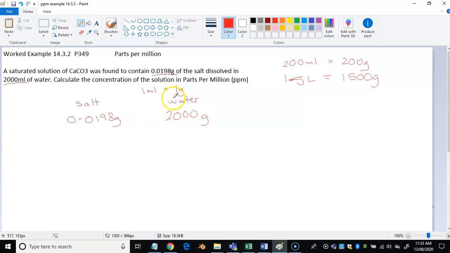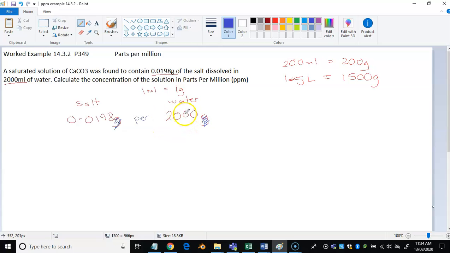So we've already got it grams per grams here. Because the units are the same, we can cancel those out and we've just got a ratio. Once the units are the same, we can ignore the units. So we've got 0.0198 per 2,000. Now we need to turn this into a million.